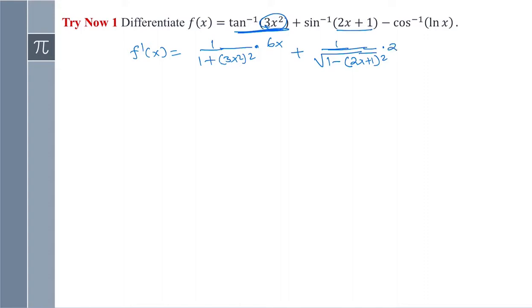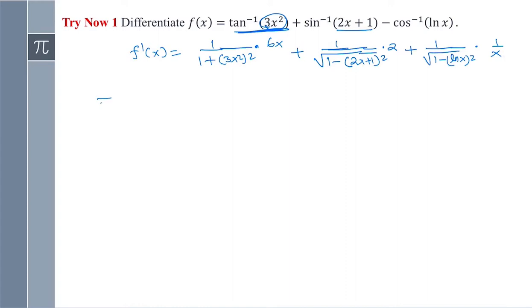Then the next one is minus the derivative of the inverse cosine function, which is negative 1 over the square root of 1 minus x squared. So with that negative, this becomes positive. So 1 over the square root of 1 minus x squared. What do we have? Natural log of x. So we'll square this one. Then times the derivative of the natural log of x, which is 1 over x.